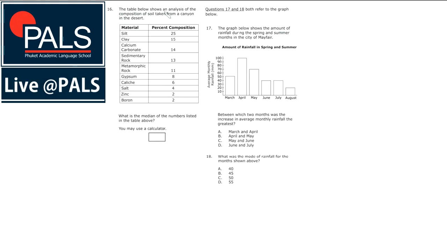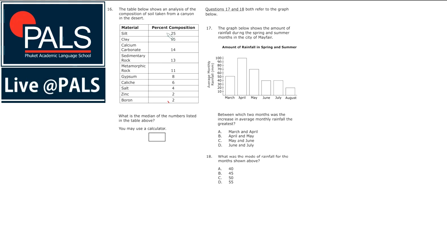The table below shows an analysis of the composition of soil taken from a canyon. It has silt, clay, calcium carbonate, sedimentary rock, metamorphic rock, gypsum, caliche, salt, zinc, and boron. What is the median of the numbers listed? So the median is the middle number. Normally when we have a set of numbers, we order the numbers from smallest to largest to find the middle number. Luckily, this is already done for us.